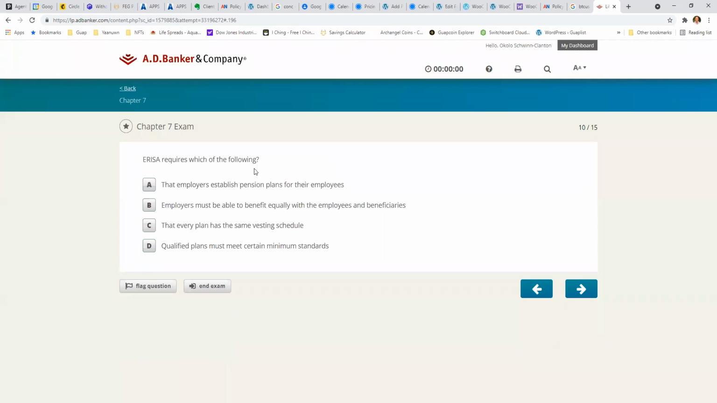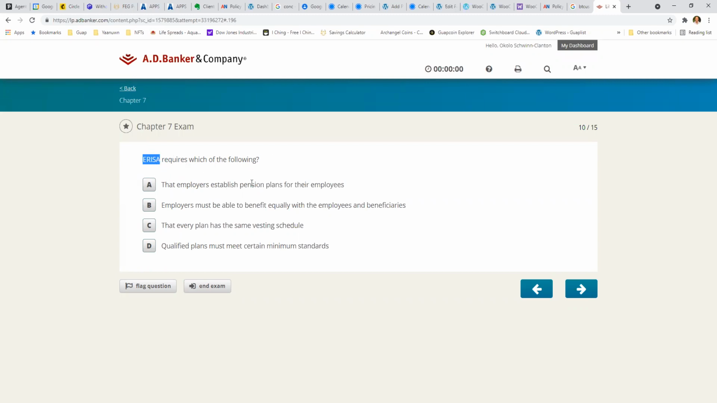ERISA requires which of the following? So now this is a positive. This means something that ERISA, again, remember, is the qualified retirement plans. For example, an IRA, 401k, 403b, these types of plans, they must meet which of the following?